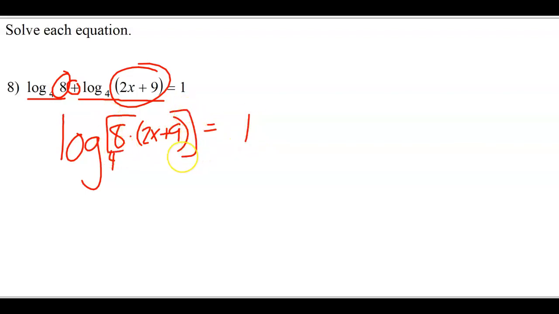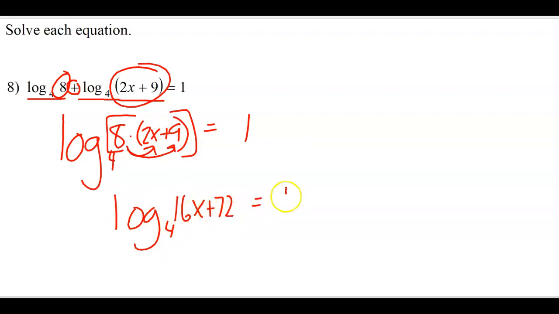Put brackets around that. So we need to distribute that 8 in there, which gives me 16x plus 72. So anytime you've got 2 logs that are being added or subtracted, you're going to have to put them together using one of our properties. And for this property, if it's plus, you multiply the arguments together, and we end up with this. Now we're ready for the next step, which is to exponentiate both sides.